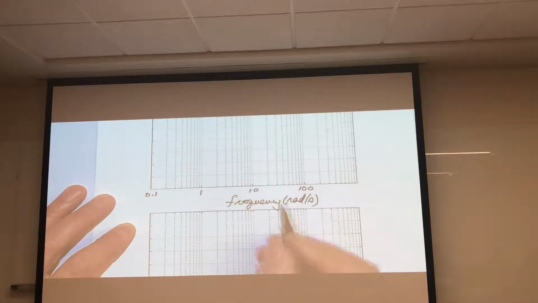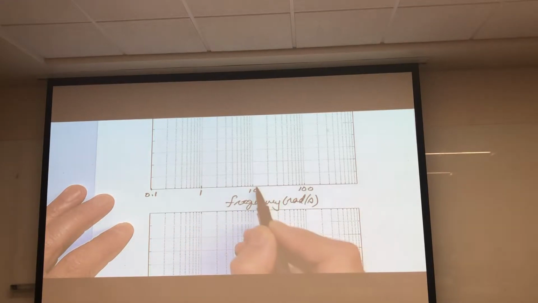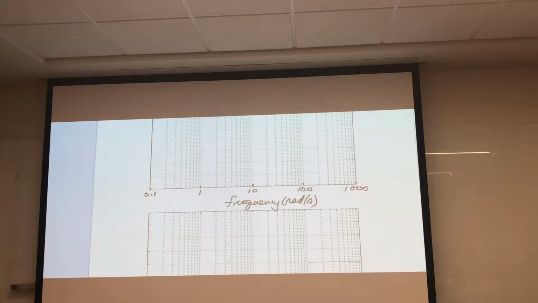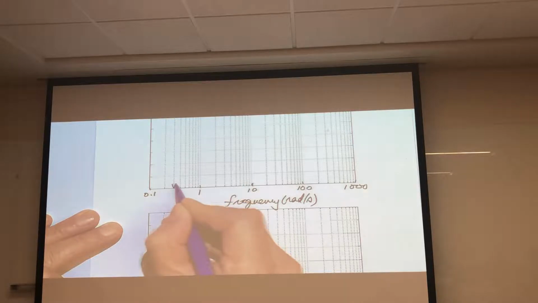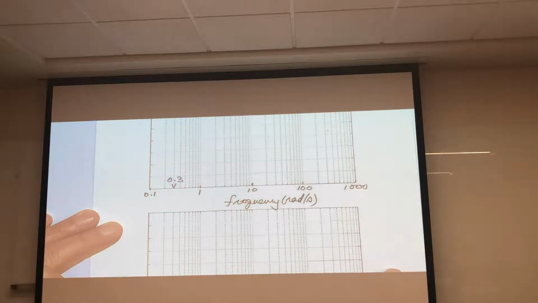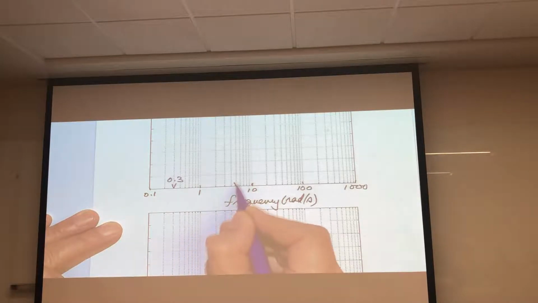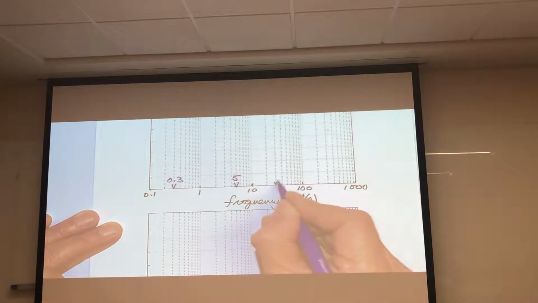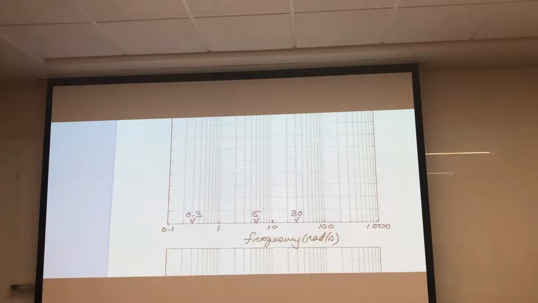Find your major divisions, label them. This is 1,000. Let's put in our breadcrumbs. We have one at 0.3, so here's 0.1, 0.2, 0.3. And then I have one at 5: 1, 2, 3, 4, 5. And then one at 30: 10, 20, 30. So those are my breadcrumbs on the frequency axis.